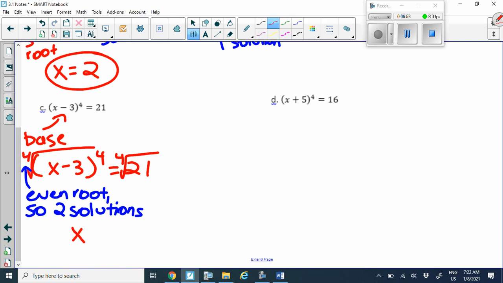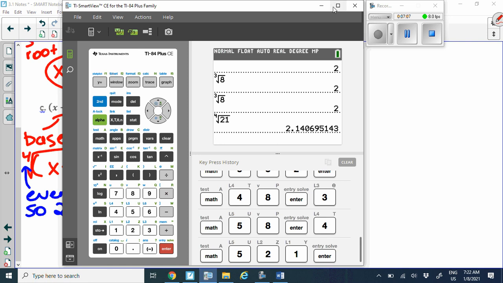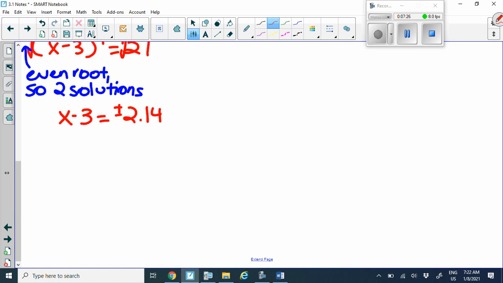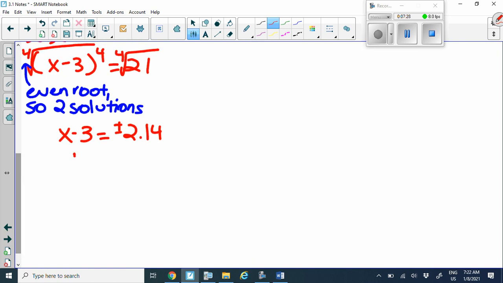So here, x equals, let me go back to remember 2.14, okay? And actually, whoops, forgot x minus 3, we still have that part. So we have x minus 3 equals plus minus 2.14, okay? So don't forget, anytime you take the even root, you have to have the plus minus to represent 2 solutions. Now, we are not done because we still need to move that 3 over. We're going to add 3.